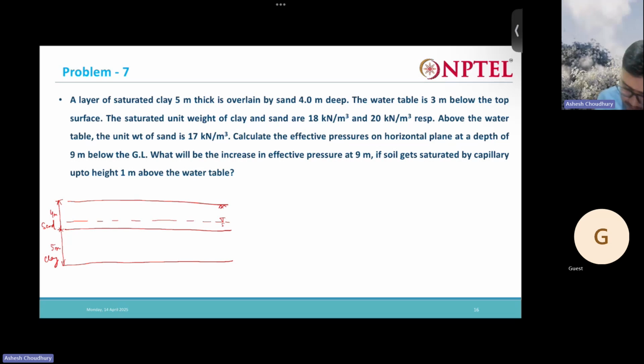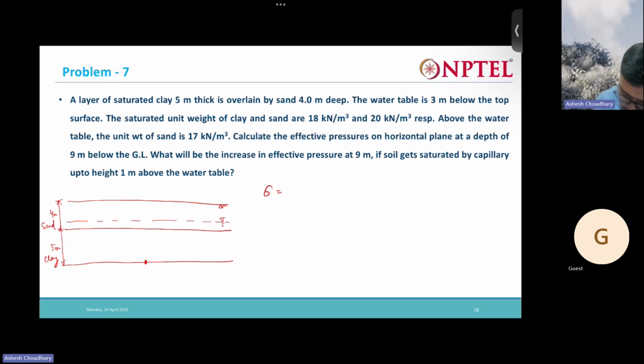The saturated unit weights of clay and sand are given. Above the water table, the unit weight of sand is also given. Calculate effective pressure at a depth of 9 meter below. That is here. Here you have to calculate. First, let us do it. So, what is the total stress?